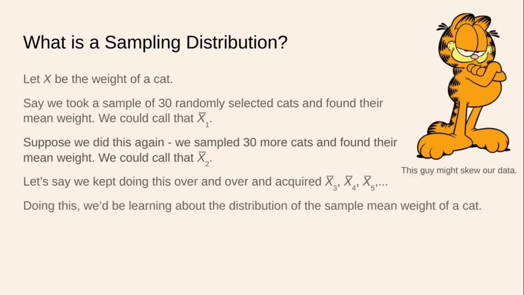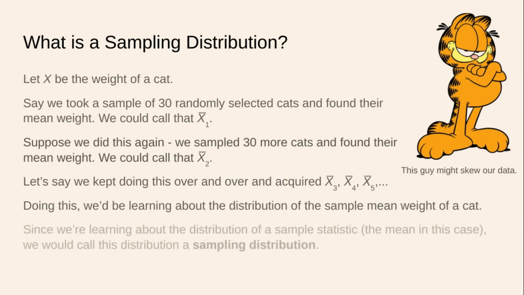Doing this, we would be learning about the distribution of the sample mean weight of a cat. Some of the means are going to be a little higher than others. Some of the means are going to be a little low. So we get an idea about how the sample mean is distributed, in particular for samples of size 30. Since we're learning about the distribution of a sample statistic, in this case the sample mean, we would call this distribution a sampling distribution, in particular for the sample mean.